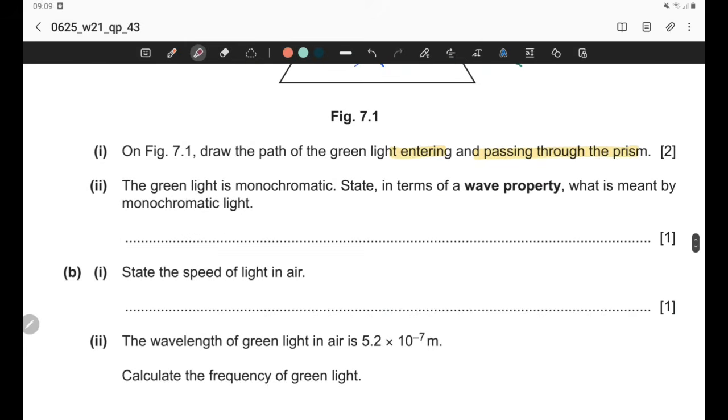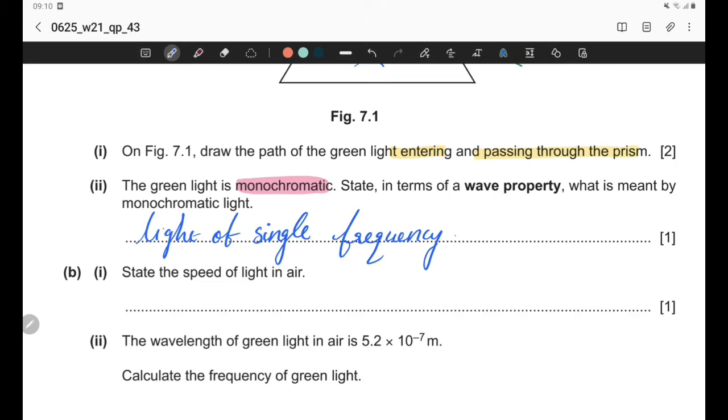Part 2. The green light is monochromatic. State in terms of a wave property what is meant by monochromatic light. So monochromatic light is light in which all the light waves have the same frequency. So all the waves will have the same color. So we can write: light of a single frequency is called monochromatic light.